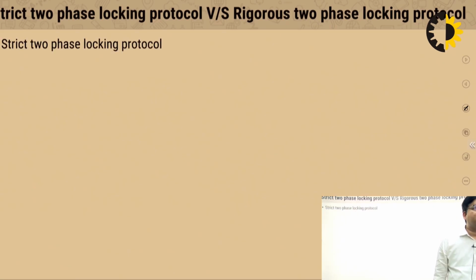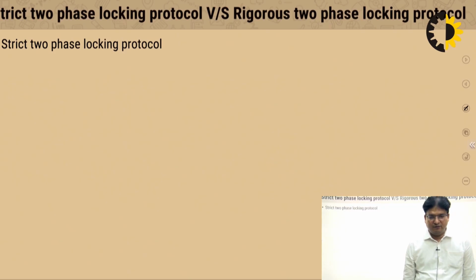Now, strict two-phase locking versus rigorous two-phase locking. Well, there are two main variants of two-phase locking. One is strict two-phase locking, another is rigorous two-phase locking. These techniques are used to avoid cascading failure, which is a big problem. Cascading failure is a type of failure which occurs when the failure of a single transaction results in the failure of multiple transactions. So, to avoid it, we can use either strict two-phase locking or rigorous two-phase locking, depending on the requirements.